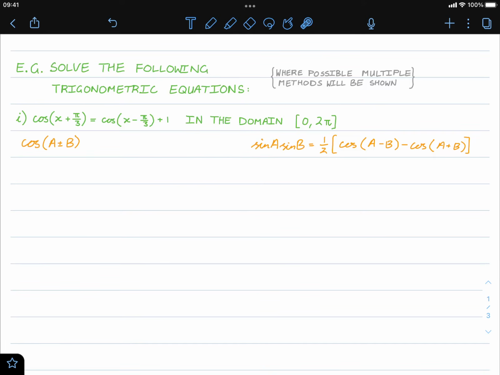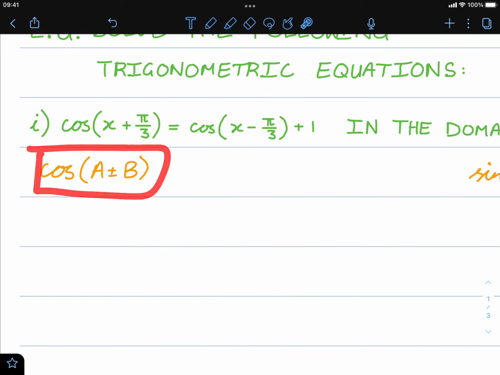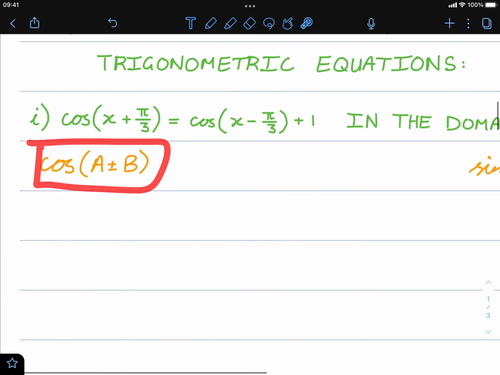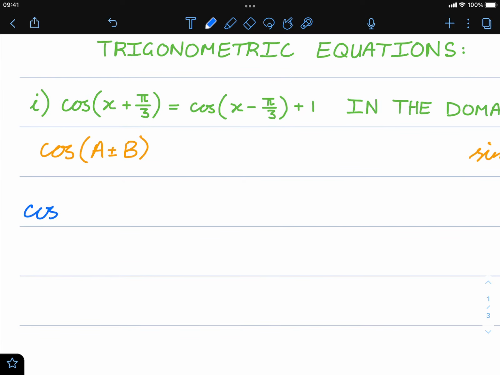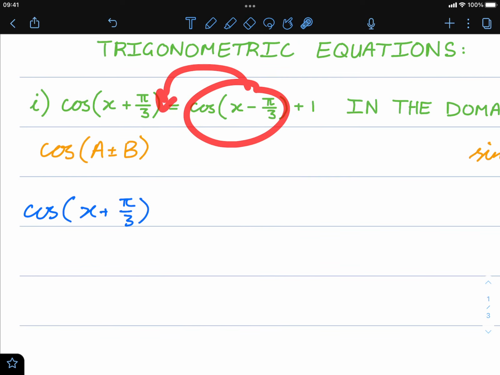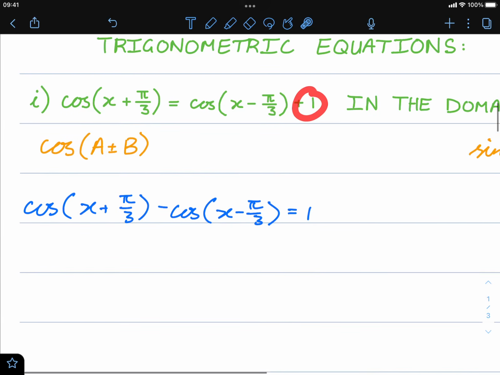So the first method I'm going to utilize with this question is I can see that this looks a lot like the sum and difference of cosine. So to answer this, let's get straight to it. Cos of x plus pi on 3, I'm going to move this to the left hand side so we get minus cos of x minus pi on 3 equals 1 because it's still there.